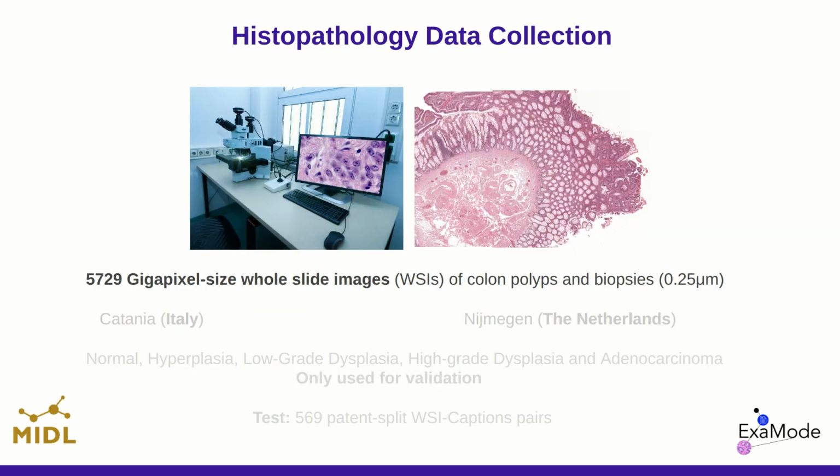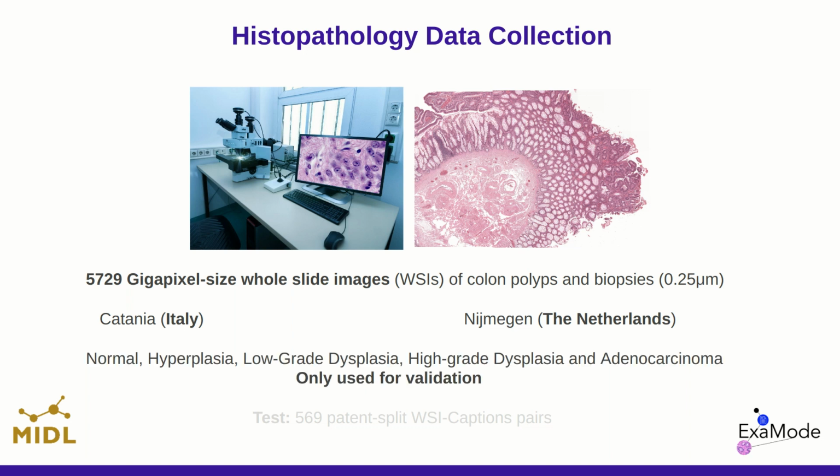We collected almost 6,000 gigapixel size whole slide images of colon polyps and biopsies. Each whole slide image came with a corresponding diagnostic report. The dataset was formed in a European collaboration between several countries, the XMOD project. The data came primarily from two labs, one in the Netherlands and one in Italy. The data was labeled in a spectrum from normal tissue to adenocarcinoma, but we did not use the labels during training of our pipeline. We reserved almost 600 for testing.